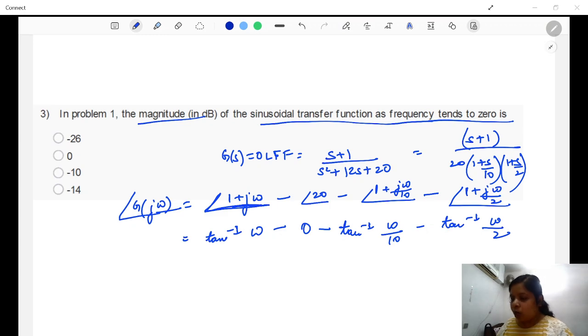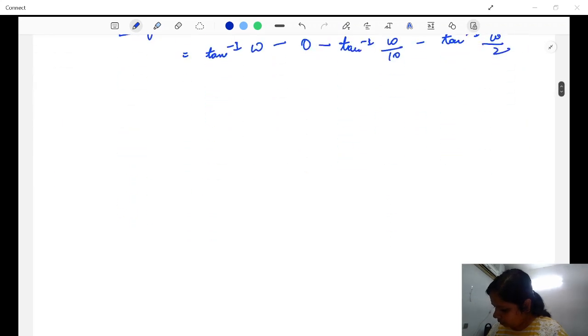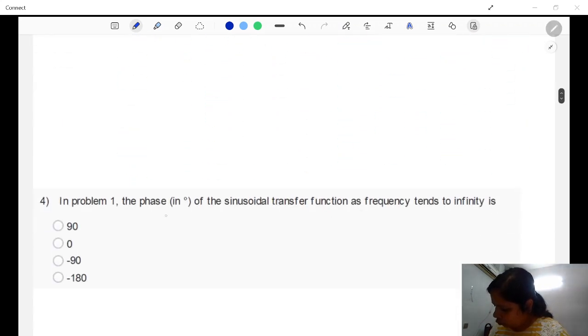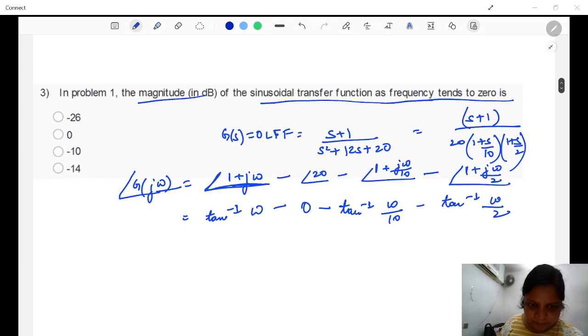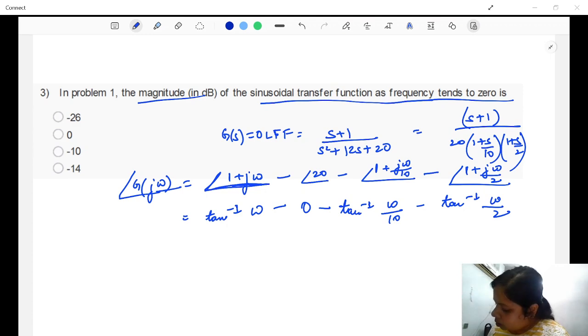All right. We want to know what happens as frequency tends to 0, no? Okay, so just a second. There is another question for phase and there is a question for frequency. We are solving the phase part first and then we'll see the magnitude part. All right. So let's see here. For low frequency, what is the angle that you are going to get? So it is tan inverse 0 minus tan inverse.